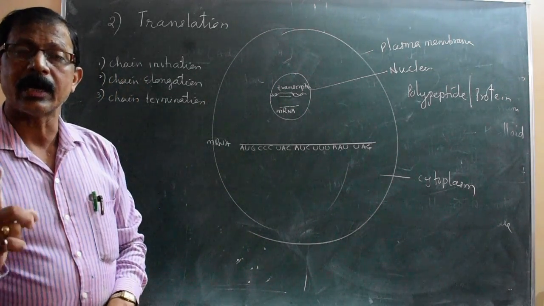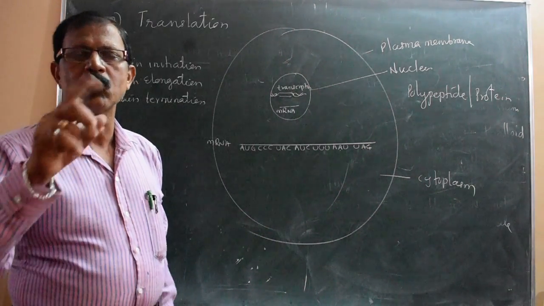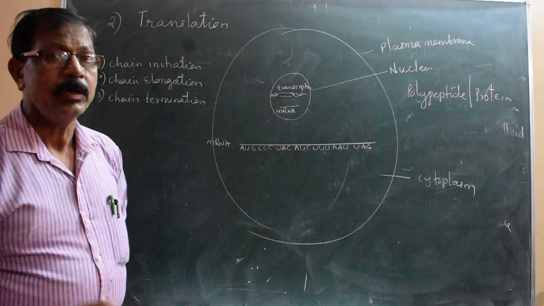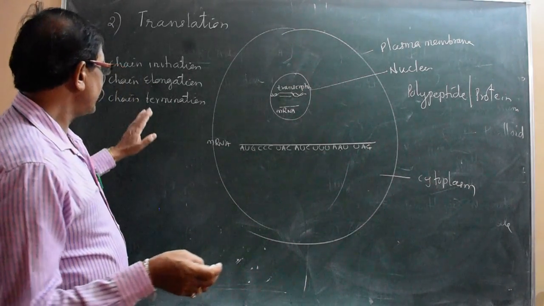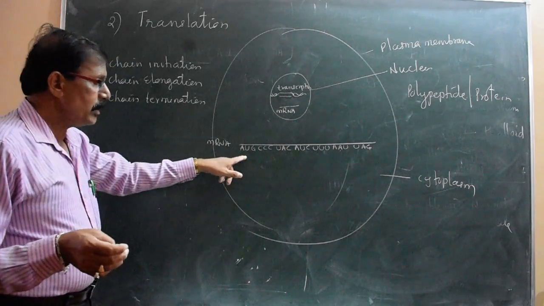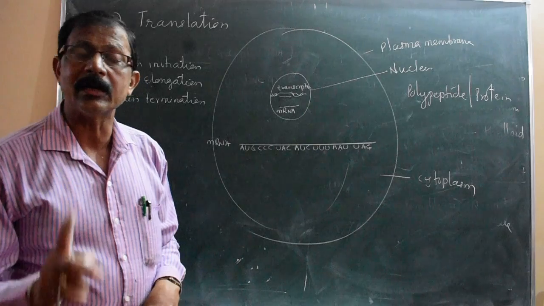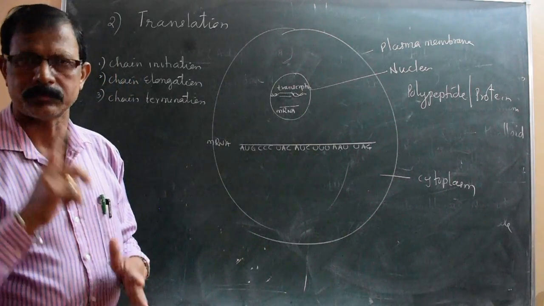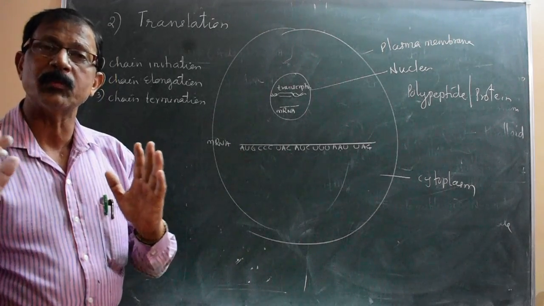Chain initiation always takes place by the initiator codon. Which is the initiator codon? AUG is the initiator codon, you know. For chain initiation to happen, AUG must be there on the mRNA strand, and that AUG is the initiator codon. It is also called the start codon. Now during chain initiation, the aminoacylation process takes place.